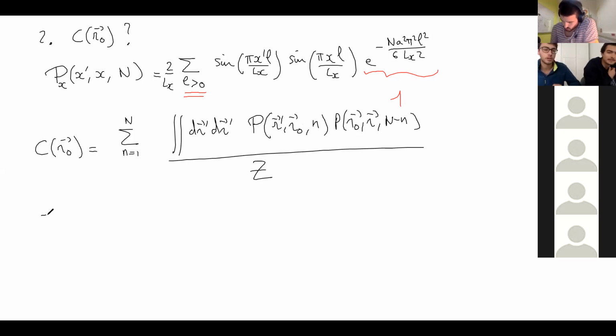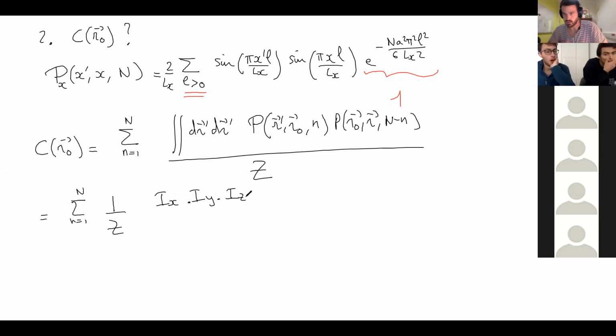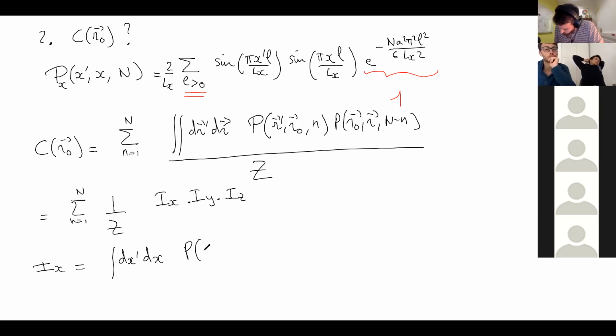Okay, so now I can rewrite this. Z, I know it. And I can factorize this into 3 dimensions of space. They are all equivalent. So by the Fubini theorem, you can have the x integral, y integral, and z integral separated. So you have 3 factors, and Ix is what? Ix is the integral over, well, it's the 1D version of what's above. Sorry, there was a typo here, no prime. P of x prime, x naught, n, P of x naught, x, N minus n.